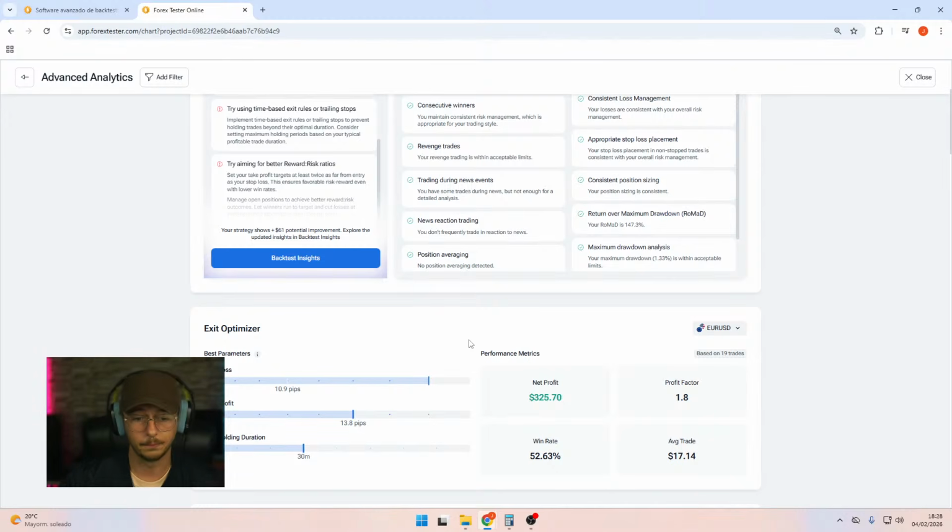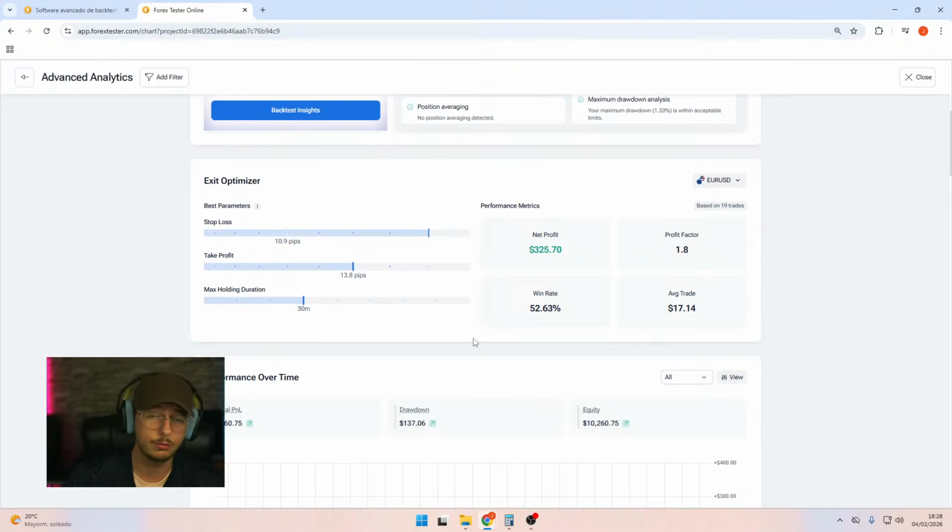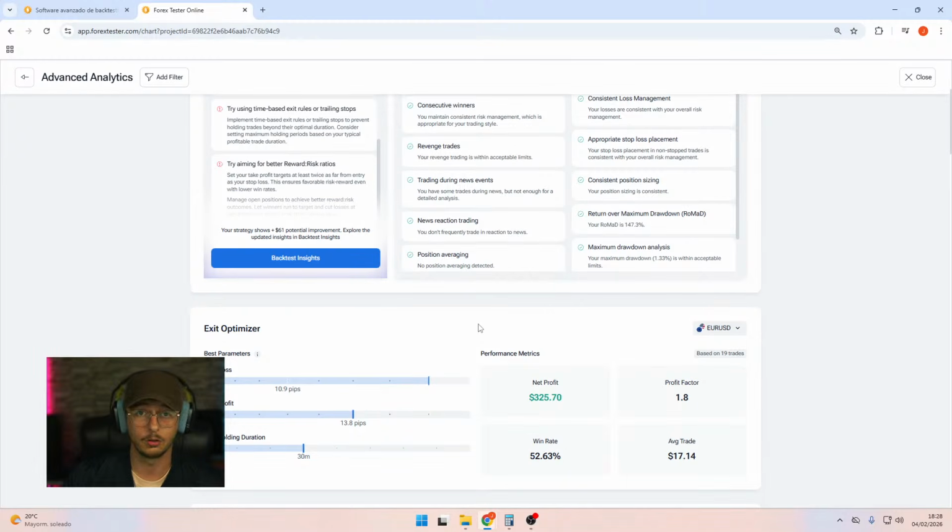So yeah, this is the first strategy. Are there any questions about this? Please drop them down in the comments before we move on to the next one. Has everybody got clear on how not to overfit?